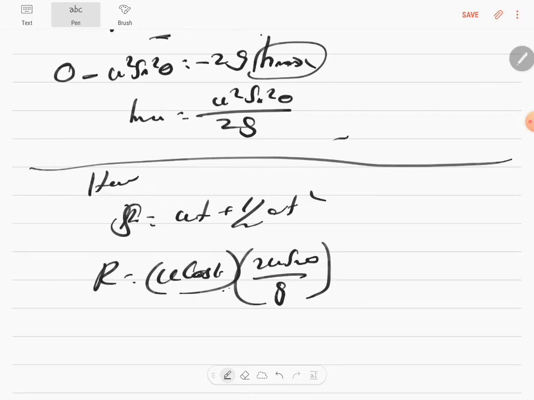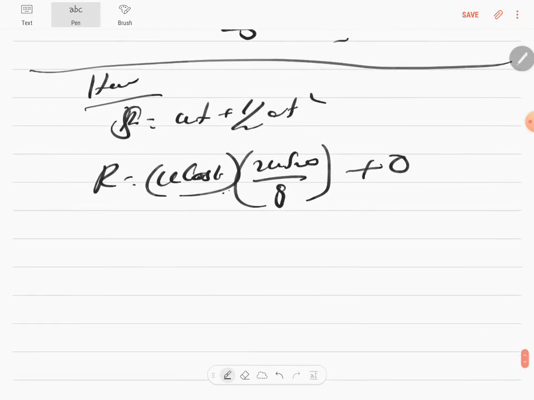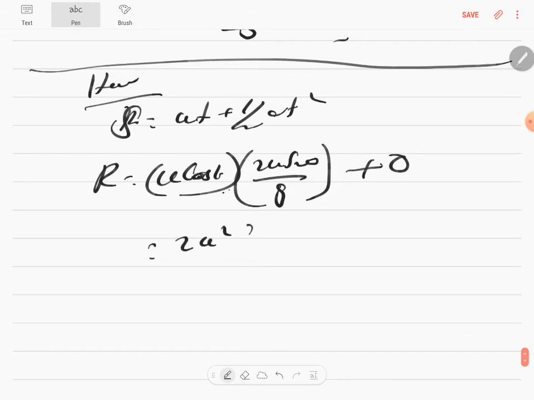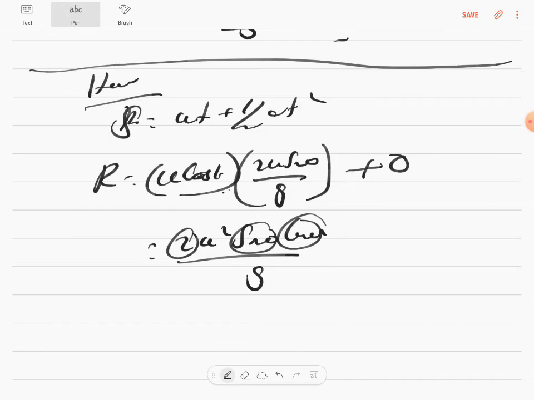And the horizontal component does not have gravity, so it is zero. So it's 2u square sin theta cos theta by g. And you should know in trigonometry, 2 sin theta cos theta is sin 2 theta. Remember, Vikram? You know the identity: sin 2 theta is 2 sin theta cos theta. So u square sin 2 theta by g is the formula for range.